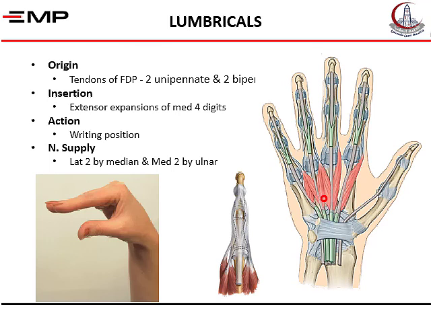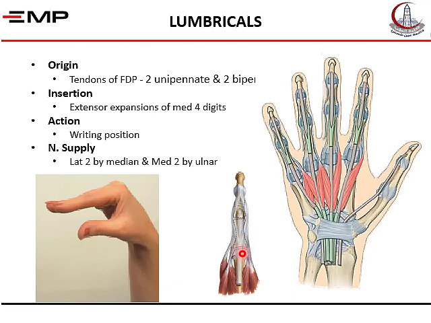They arise from the tendons of flexor digitorum profundus. The first two are unipinnate, arising from one tendon. The third and fourth are bipinnate, arising from two tendons. The tendons of lumbricals wind on the lateral aspect of the finger on which they act to reach the dorsum of the finger, of the proximal phalanx, where they join the extensor expansion of this finger.